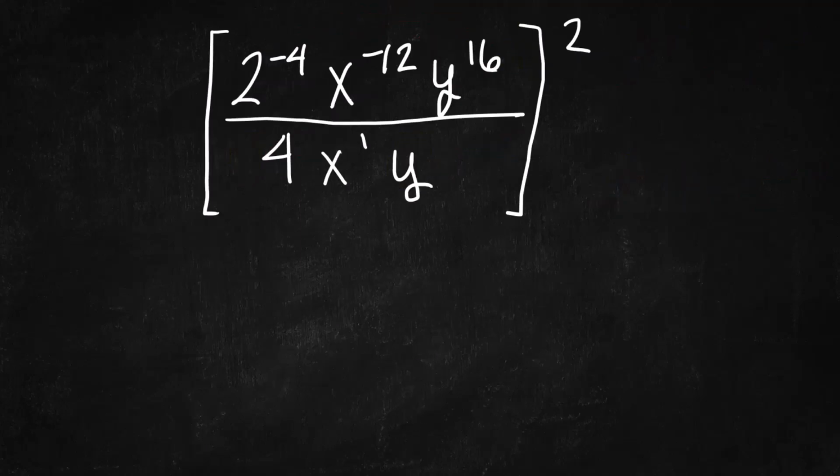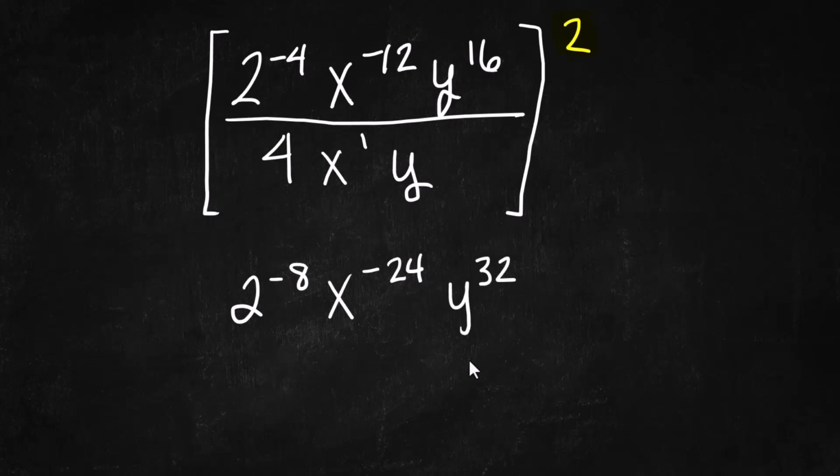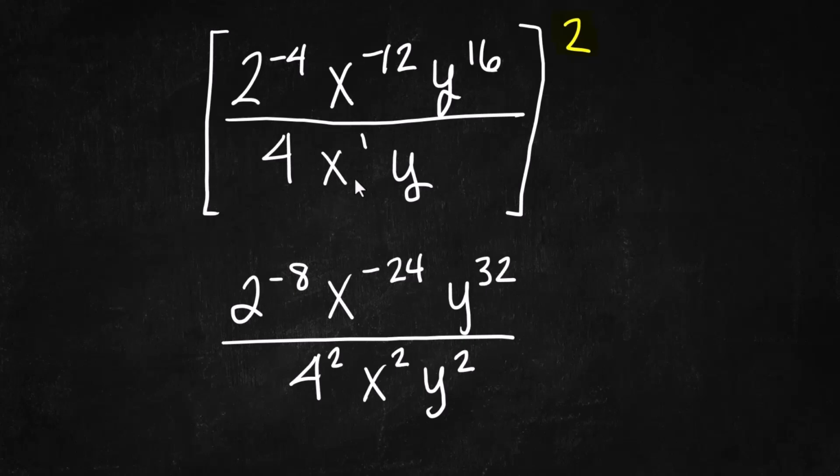So here's what we have right now. We're going to raise this to the 2nd power. Now using that same rule again, everything inside the grouping symbol, numerator and denominator, is going to be raised to the 2nd power. 2 to the -8, because -4 times 2 is -8. We're going to have x to the -24th and y to the 32nd. And all of that is going to be over 4 squared, x to the 2nd power, and y squared.